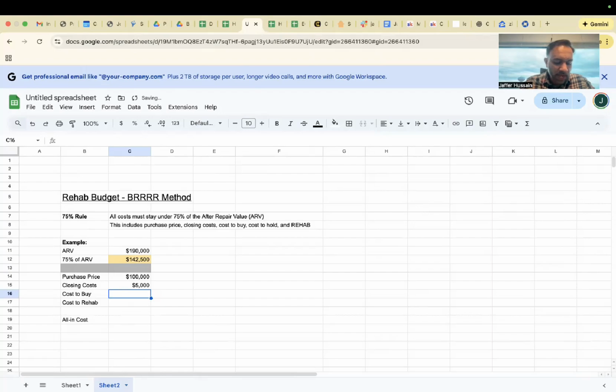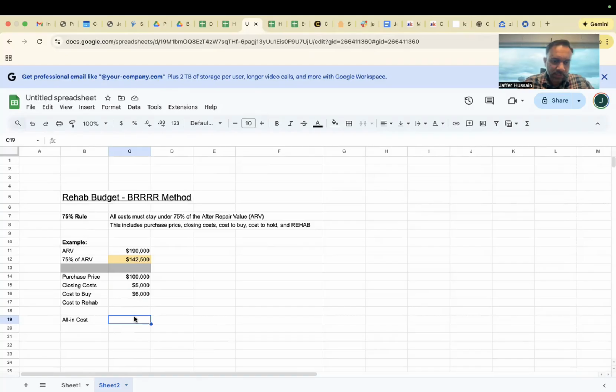The cost to buy, which means interest: if you're going to borrow money from an investor, private lender, or a hard money loan, generally you're probably looking at 12% APR plus 1.5 points. So I'm going to say roughly $6,000. Now this can vary up and down based on the terms of the contract, but for the sake of this example, let's just say $6,000, and then the cost of rehab.